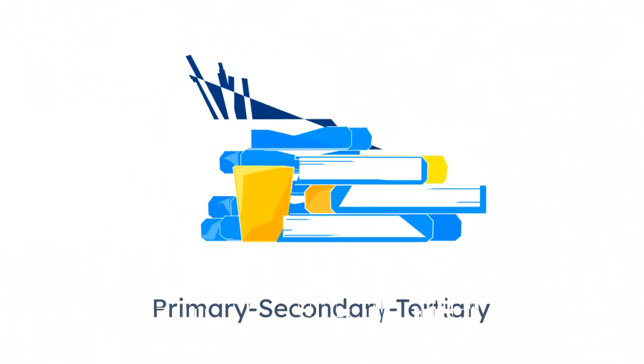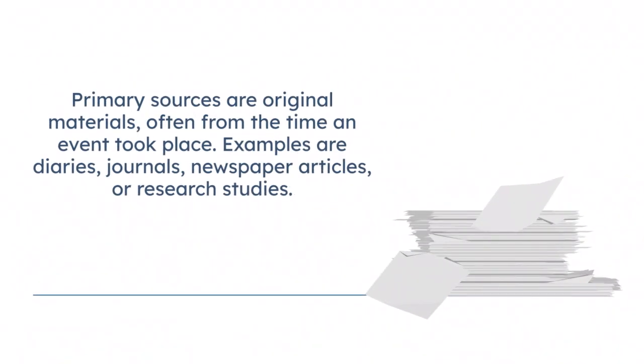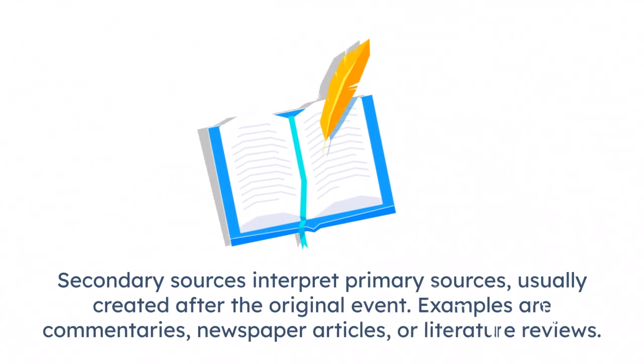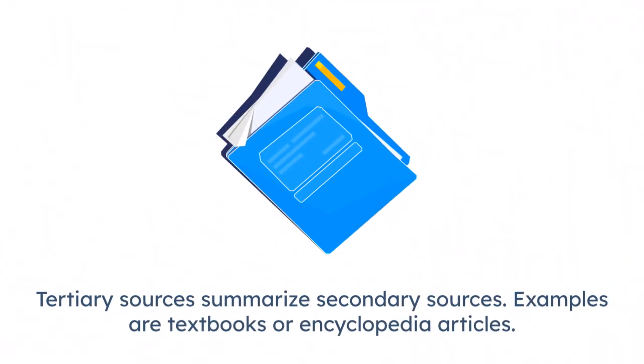On one wall, we have primary, secondary, and tertiary sources. Primary sources are original materials like diaries, photographs, and research studies. Secondary sources are interpretations of primary sources, such as commentaries and review articles. Tertiary sources are summaries of secondary sources, like encyclopedias and textbooks.